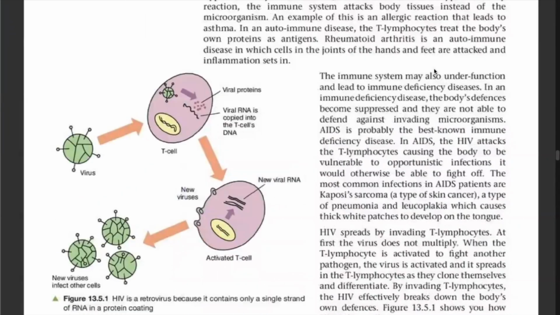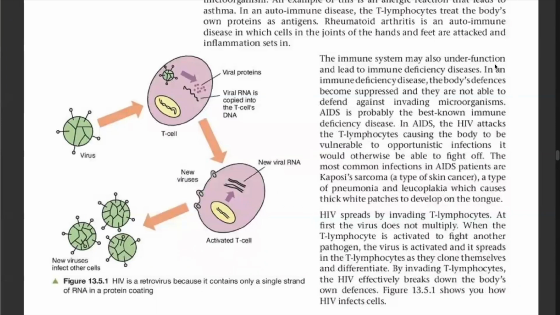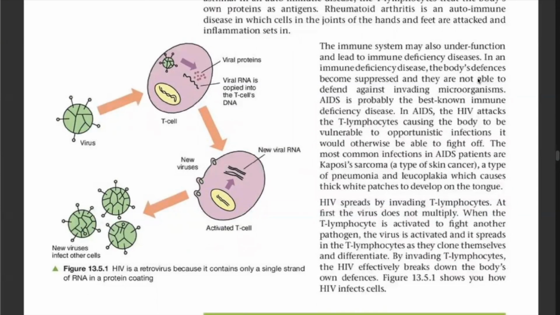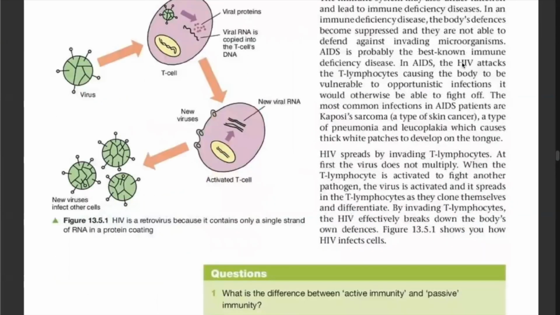But sometimes your immune system may also underfunction, and it could lead to immune deficiency diseases, like if you're not eating proper foods, and also if you are exposed to certain microorganisms. So, for example, HIV. HIV, which causes a condition called AIDS, attacks the T lymphocyte cells that causes the body to be vulnerable to other infections.